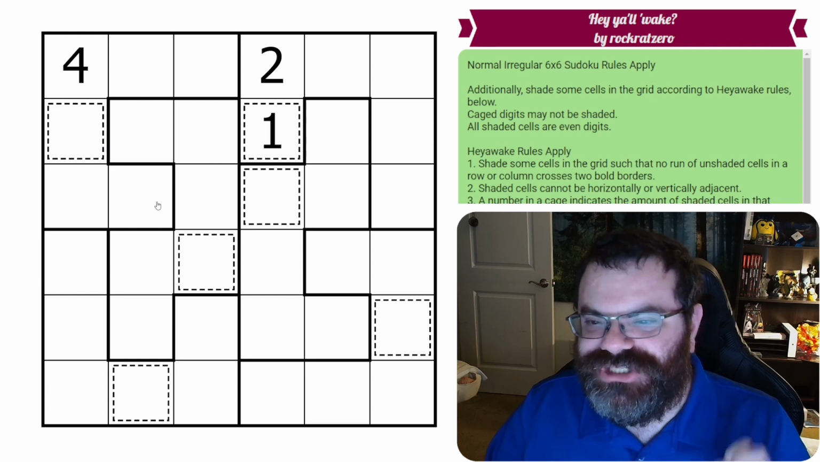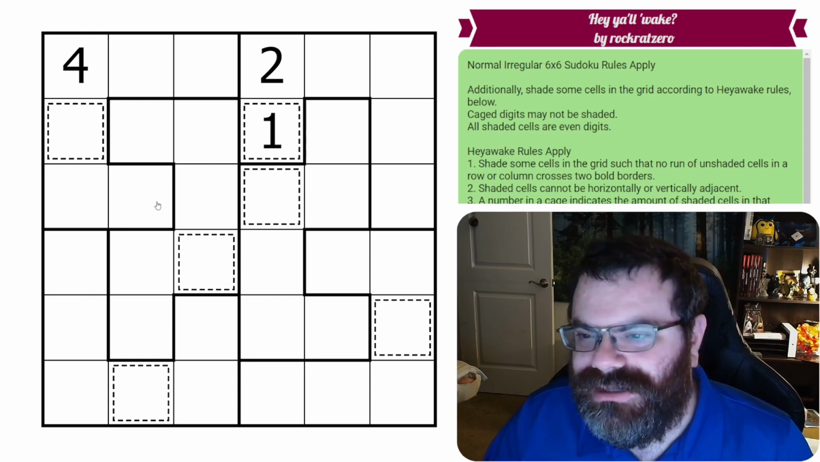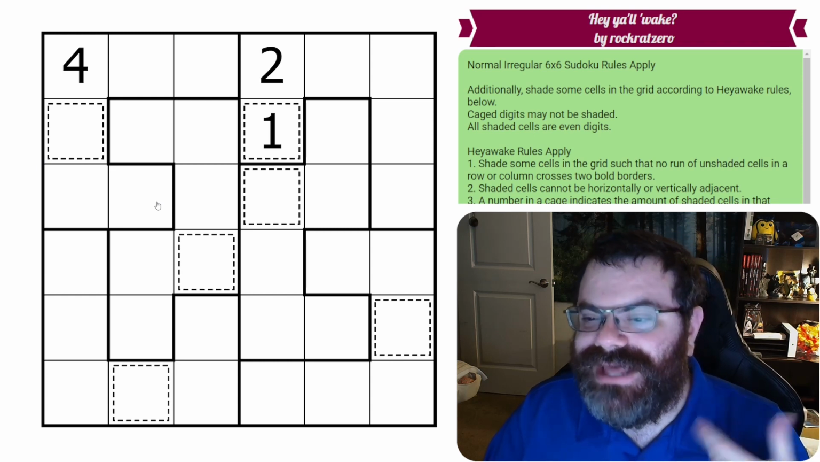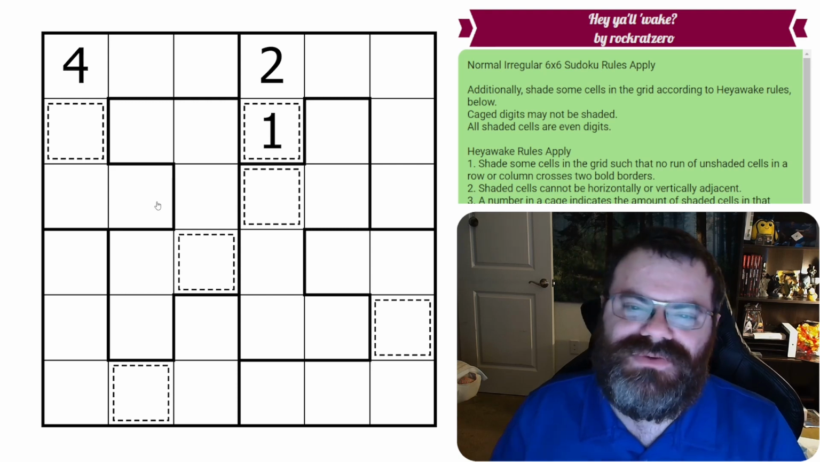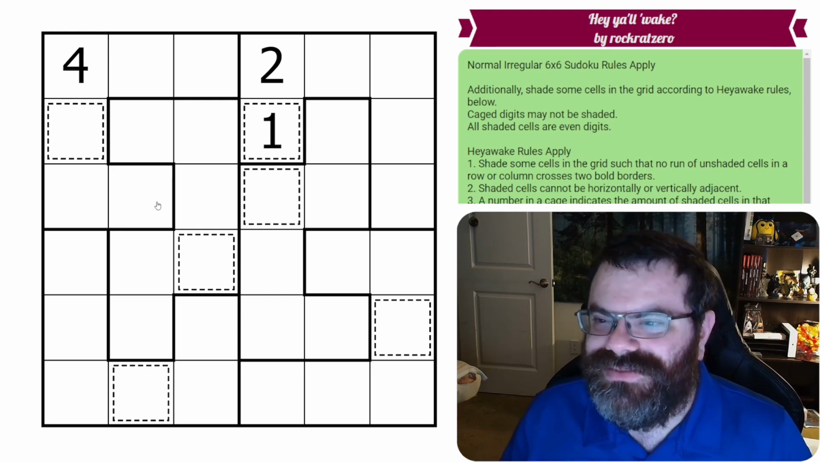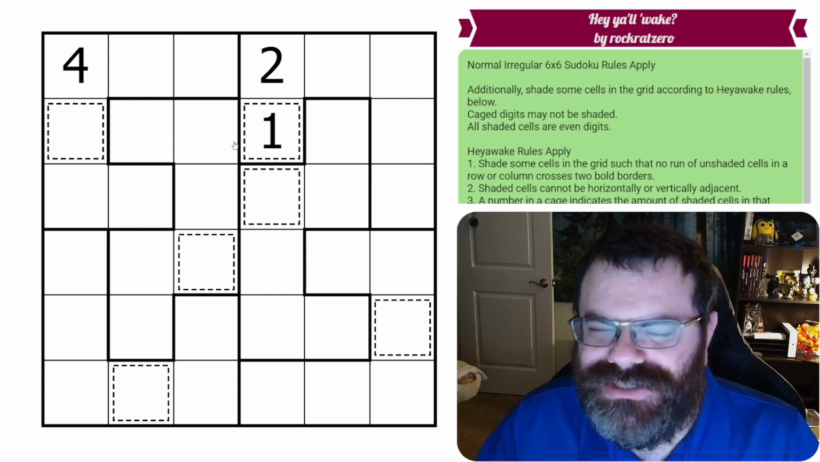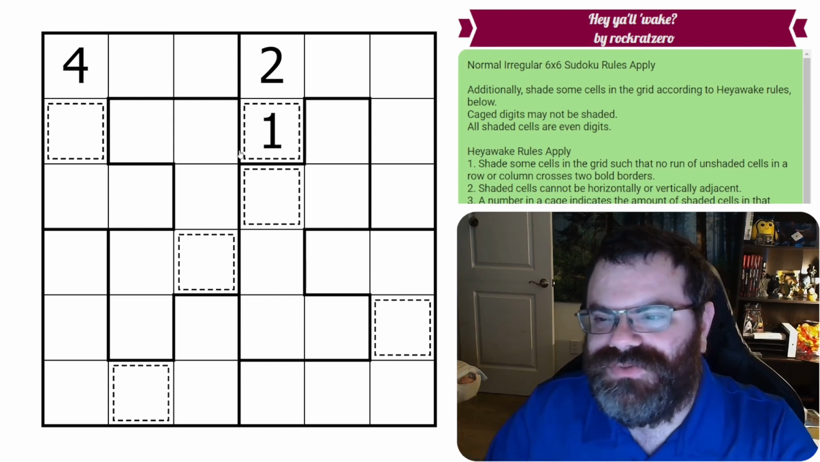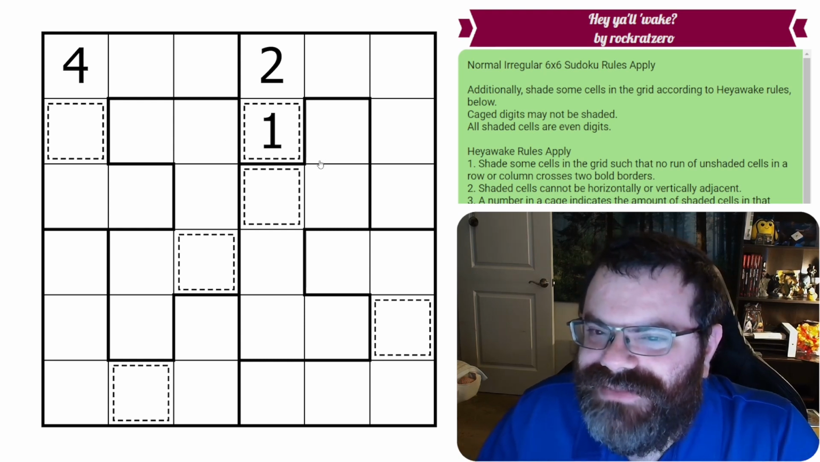But we're also going to be shading the grid with cells. And the answer check isn't going to check the shading, but if you get the Sudoku right, you've probably gotten the shading correct as well, because they do intermingle. You need to kind of go back and forth between both. So let me go over exactly how that works.